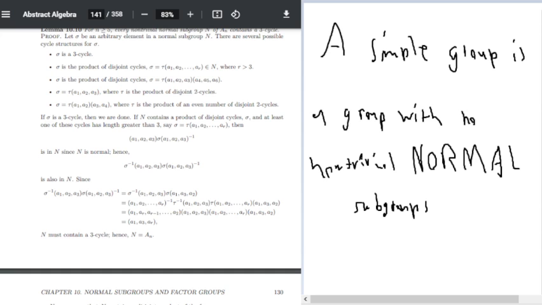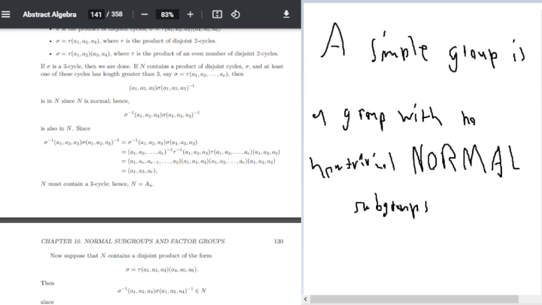This equals sigma^-1 (a1 a2 a3) sigma (a1 a3 a2), which is (a1 a2 ... ar)^-1 tau^-1 (a1 a2 a3) tau (a1 a2 ... ar) (a1 a3 a2). That equals (a1 ar a_{r-1} ... a2), reversing that order, times (a1 a2 a3) times (a1 a2 ... ar) times (a1 a3 a2). All that simplifies to something like (a1 a3 ar). So N must contain a 3-cycle. Hence, N is equal to A_n.